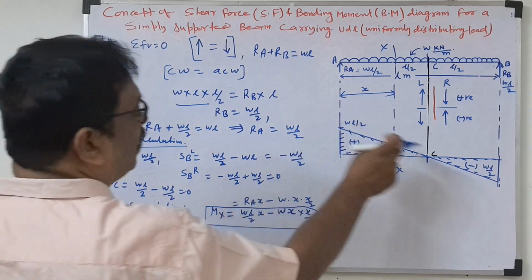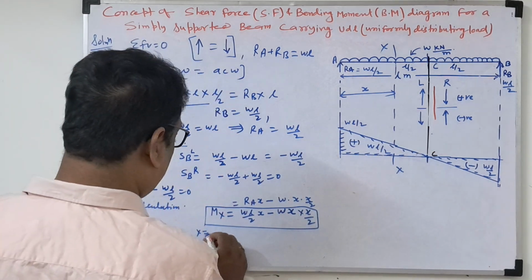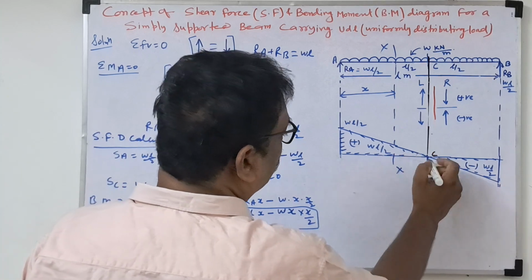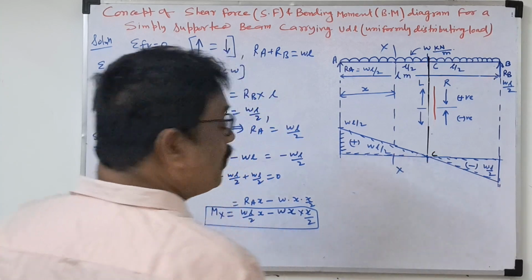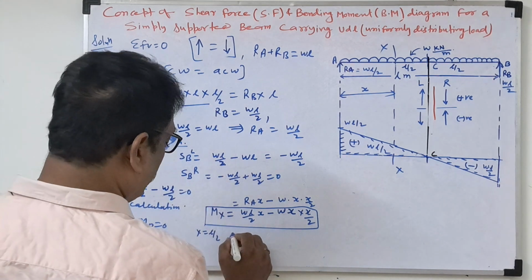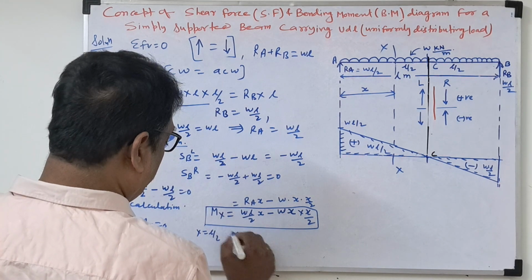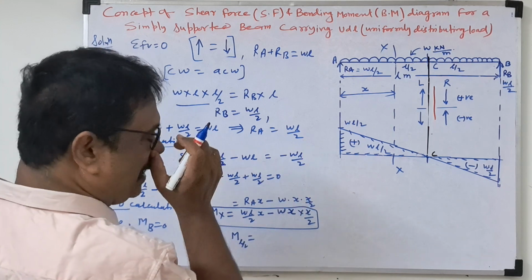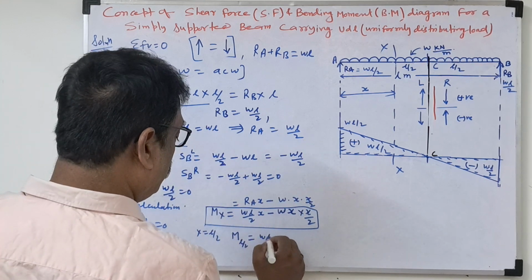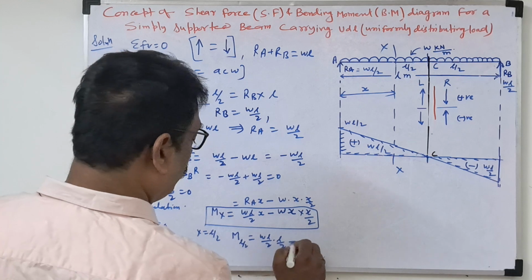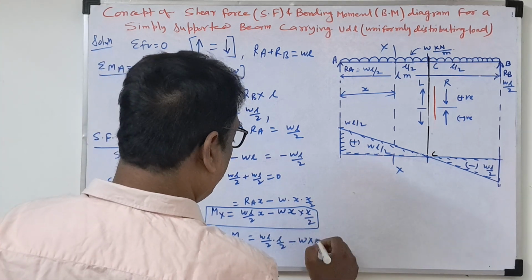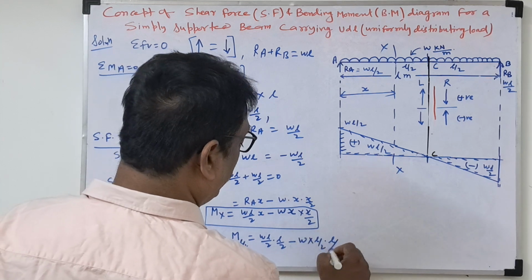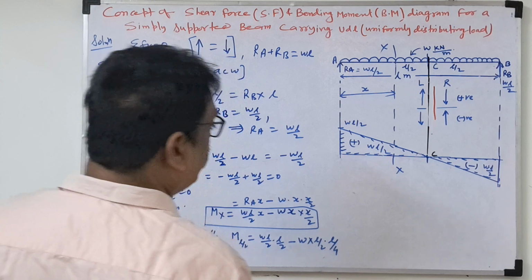Now we'll see X equal to L by 2. At this distance the shear force is 0, so the bending moment will be maximum. Substitute this value: WL by 2 into X equal to L by 2, minus W into X equal to L by 2 into X by 2, that means L by 4.